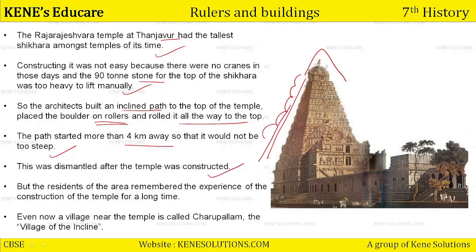When the temple was completed, this inclined path that had been built was dismantled. But the residents of the area remembered the experience of the construction of the temple for a very long period of time. Even now, a village near the temple is called Charru Pallam. That means the village of incline. That means there was a village where the inclination was started. Okay, so people have the experience of the construction of such a temple at that period of time, and we can see the evidences even in the present day time.